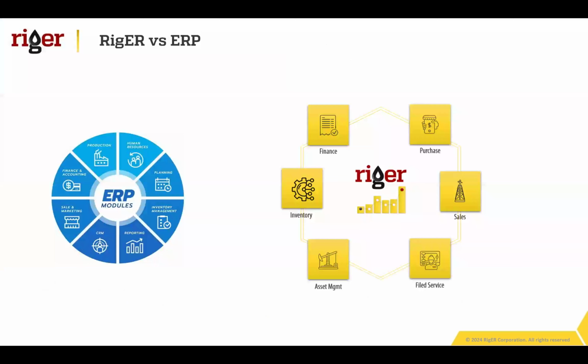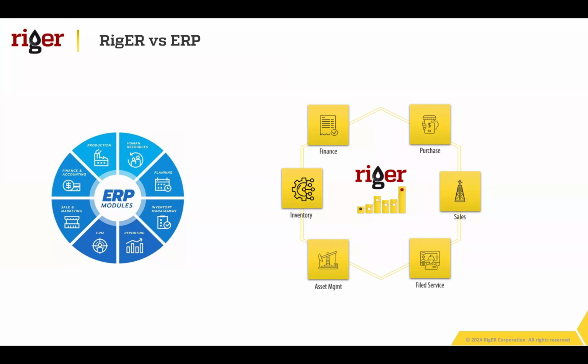So first of all, the question which we usually get asked is about RigER and ERP and what the difference is. The main difference is that we consider ourselves an operational extension of ERP. The ERP usually focuses on finance and accounting, financial planning, manufacturing. Our focus is the oil field and oil field operations, to be precise.